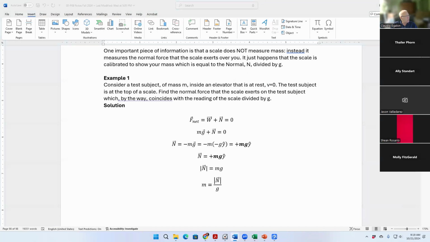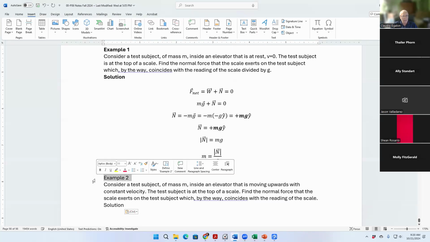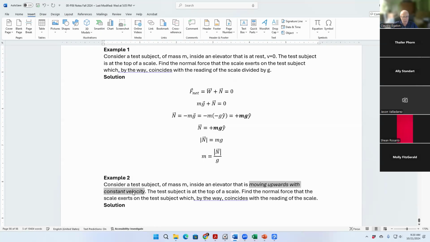In the second example, we're going to do almost the same thing. We're going to put the elevator to move with constant velocity. That's moving upwards with constant velocity. I'm going to put it here. Here you go.